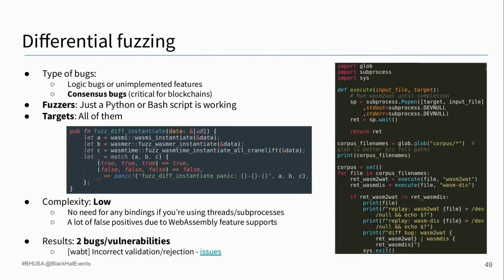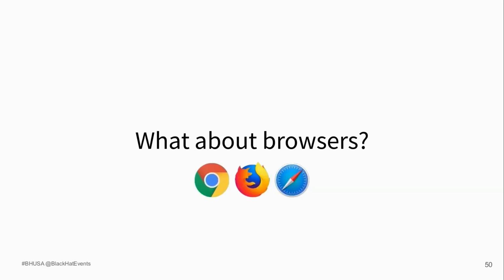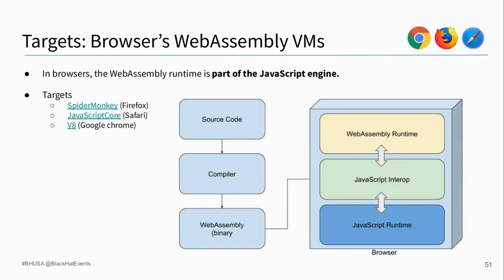But what about browsers? Since the beginning, I've been speaking mostly about standalone VMs. So let's talk quickly about browsers and the things they have that are a bit more special. Typically, the WebAssembly VM is part of the JavaScript engine, so it's directly inside SpiderMonkey, JavaScriptCore, or V8 for the most famous one.